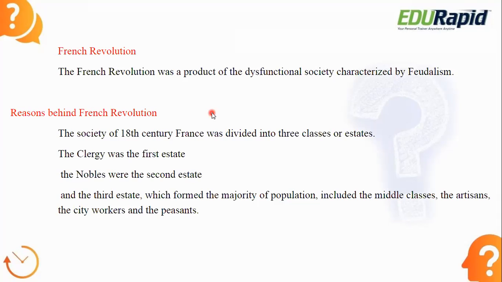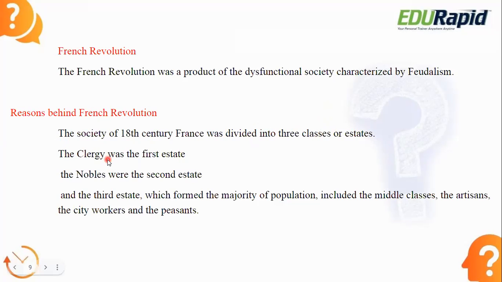So first thing is social reasons. Okay, so the society of 18th century France was divided into three classes or estates. Here don't confuse class and estate, these two are the same term. So this society was divided into three main estates. So the first estate or first class is the clergy class.